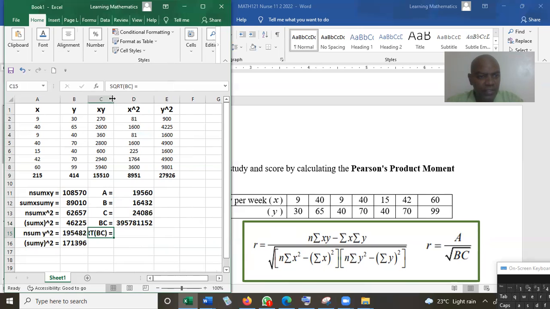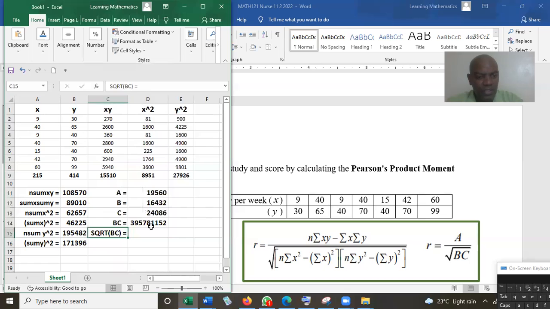We can do that right there. Let's increase the width of this. So you can just type equal SQRT, activate the square root formula, and we want to square root this value there. This is BC. Bam. Here's the square root of BC. And finally, we have to divide A by the square root of BC, and that will give us R. R is equal to A, which is in D11, divided by the square root of BC, which is in D15.